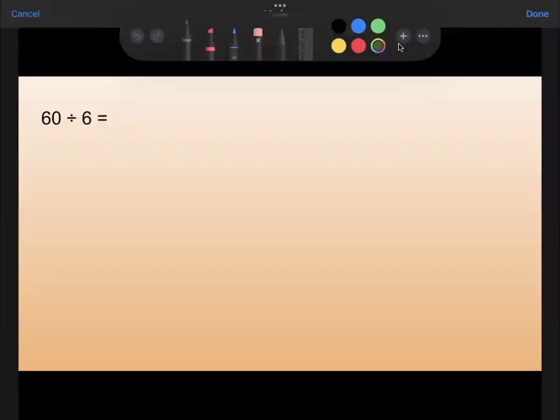Okay, here is our next one. We're going to take 60 and divide it by 6. Now, if you knew that one to be, off the top of your head, 10, great job. Excellent. Now, here's another strategy you could use to figure it out. What you can do is draw 60 objects and make groups of 6 and then count how many groups you have.